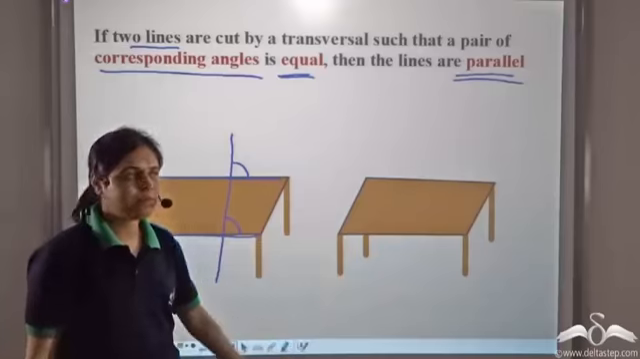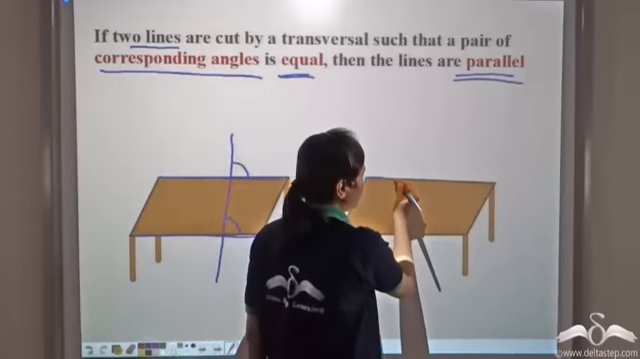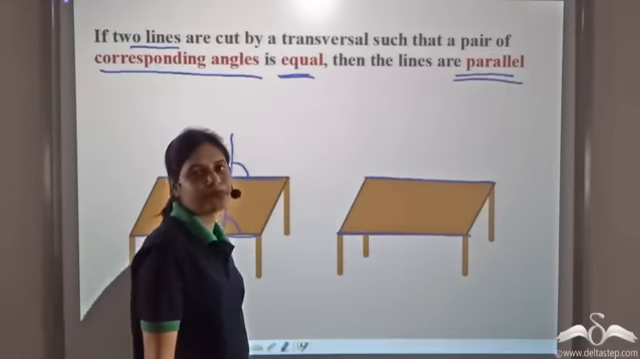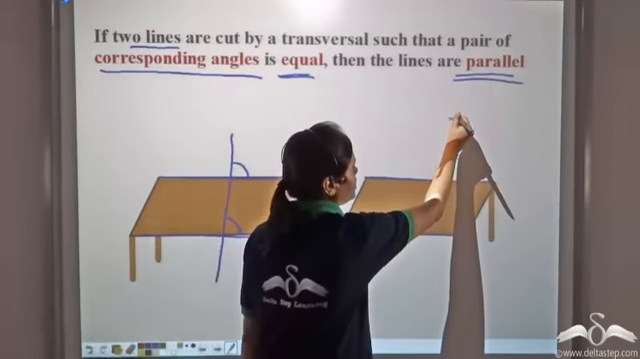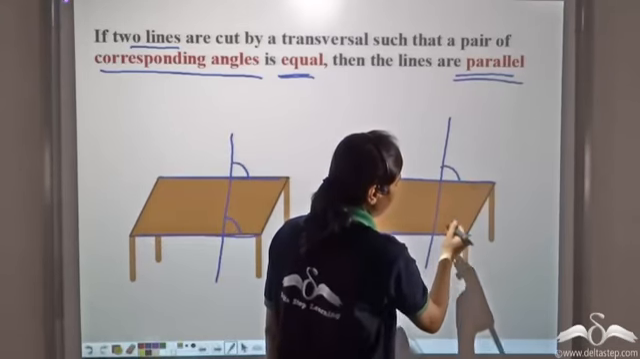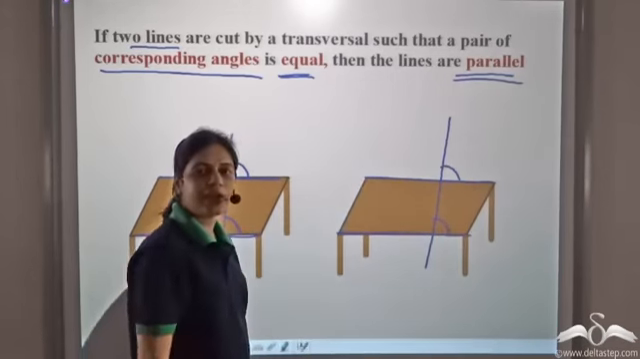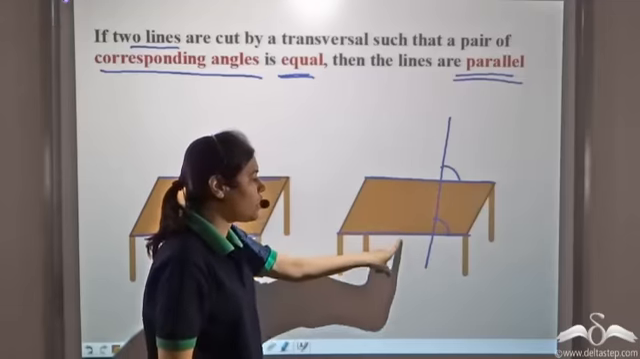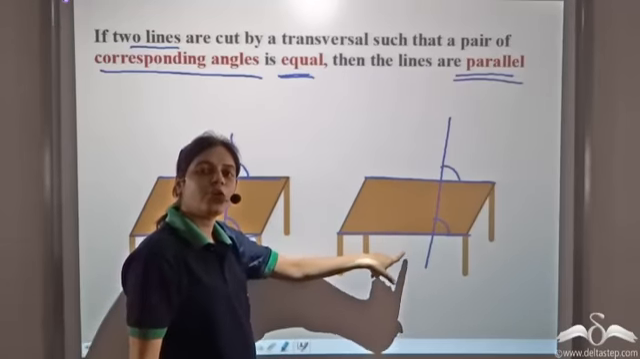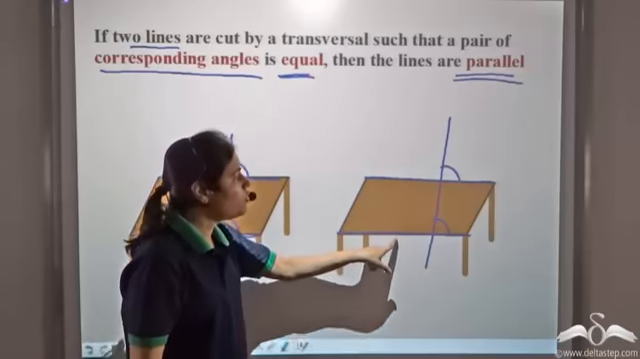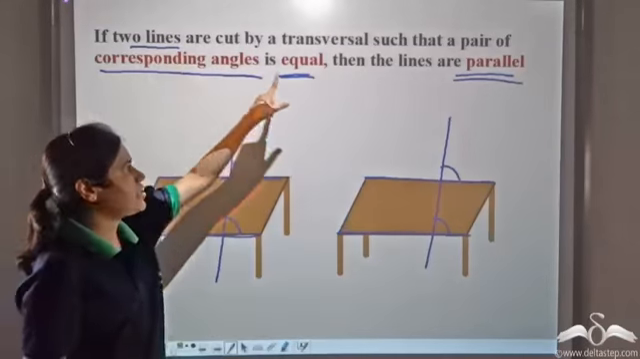Similarly, for this table, we consider these 2 lines, this and this line. We draw a transversal. Now, this angle and this angle are corresponding angles. We measure these 2 angles. If they are equal, then these 2 lines will be parallel. If they are not equal, then these 2 lines will not be parallel. So this is what this states.